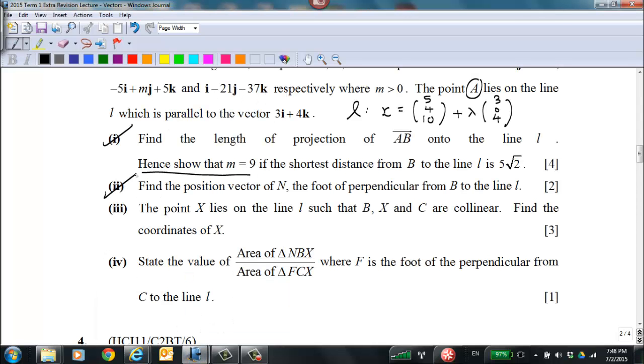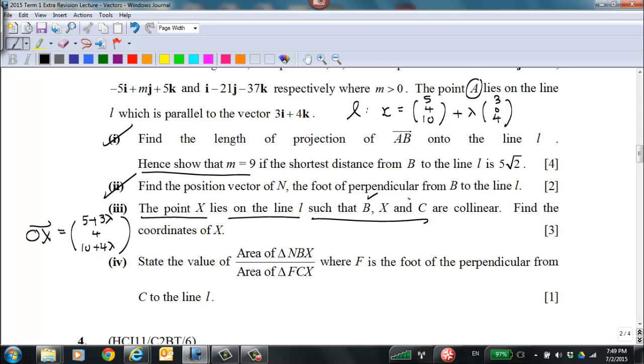So what is part 3? Part 3 is the point X lies on the line L. Every time I see that the fact given to us is that the point is lying on the line L, you must immediately tell yourself that the point, meaning the position vector of the point, will take the expression of the line L. And then we are given the fact that O, X, C are collinear.